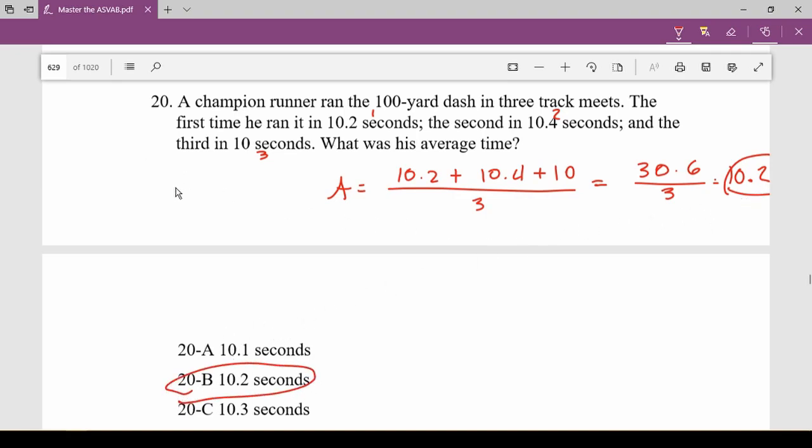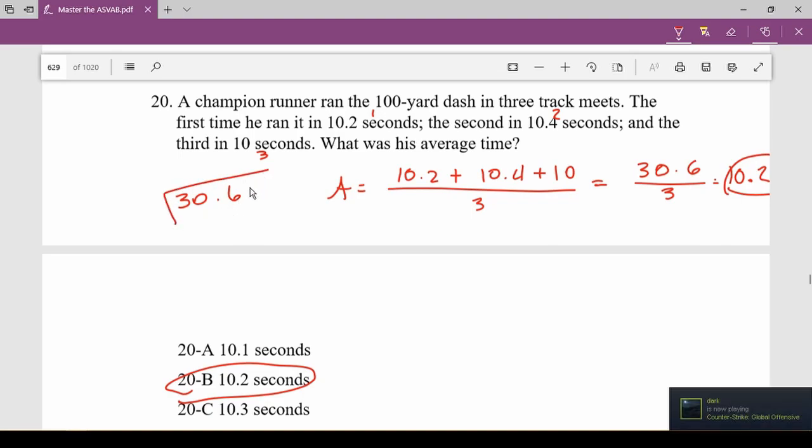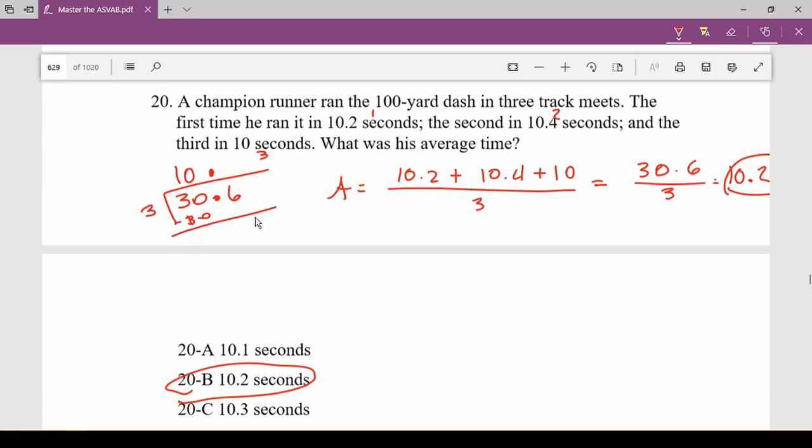You could have worked this out doing long division, and let me show you what that looks like just in case you're not comfortable doing mental math. 30.6 divided by 3. Again, keep the decimal right here. Bring it up here right now. 3 goes into 30 10 times. 10 times 3 is 30. Subtract. 30 minus 30 is 0. Bring down this 6. 3 goes into 6 twice. Okay?